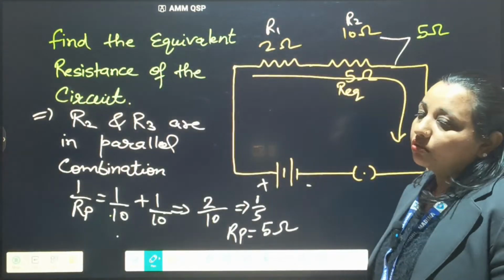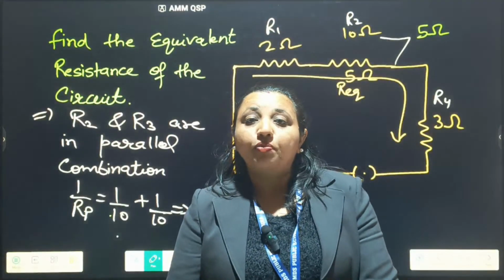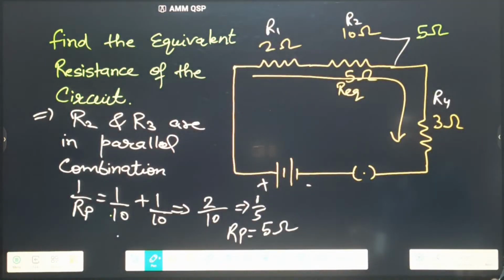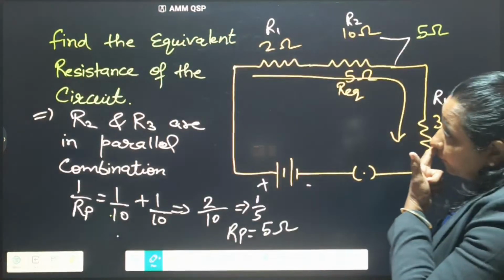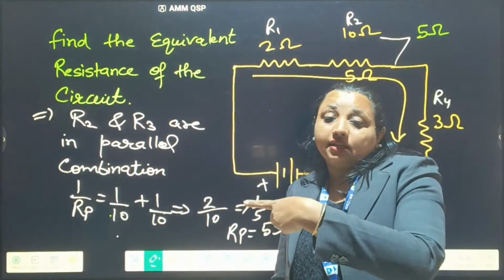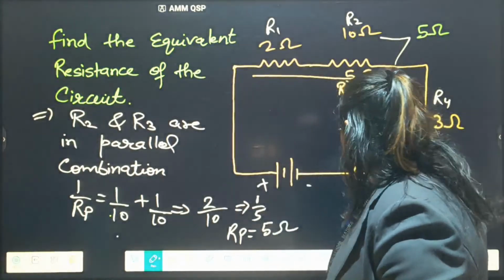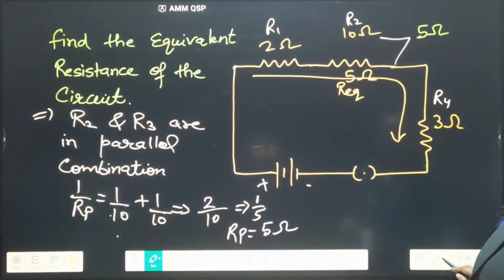So this is how we can find the equivalent resistance of different combinations, that is series and parallel combinations. But you have to remember that if the same current is going, then that is series combination, and if the current divides, that is the parallel combination. This you have to remember in these combinations.